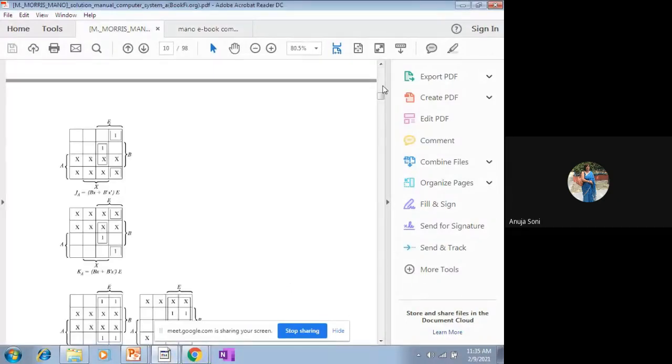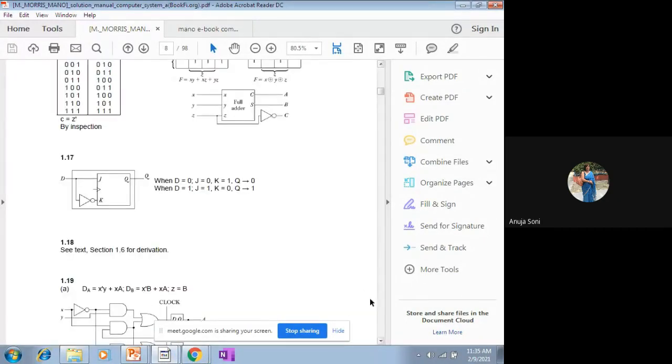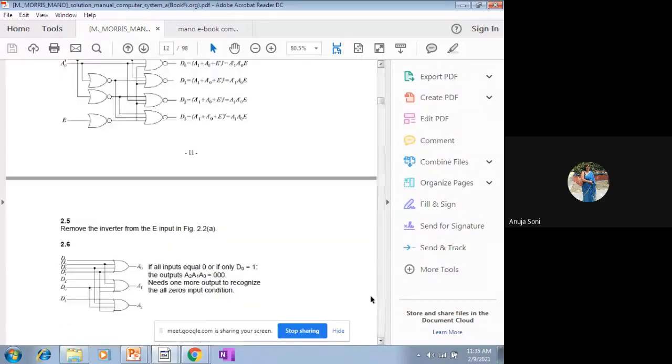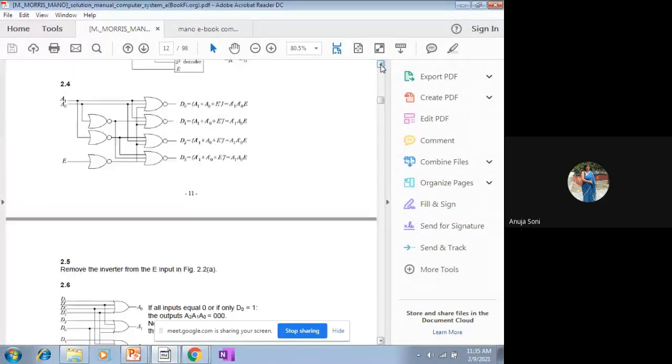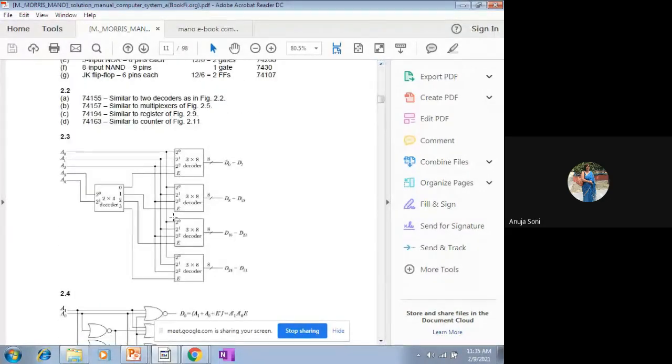Question number 2.3. You can view its diagram. Ultimately, what is coming out in front of you? How many input lines do you have? 5 input lines, as stated in the question itself. And how many output lines need to be generated? 2 raised to power 5 means 32 output lines.